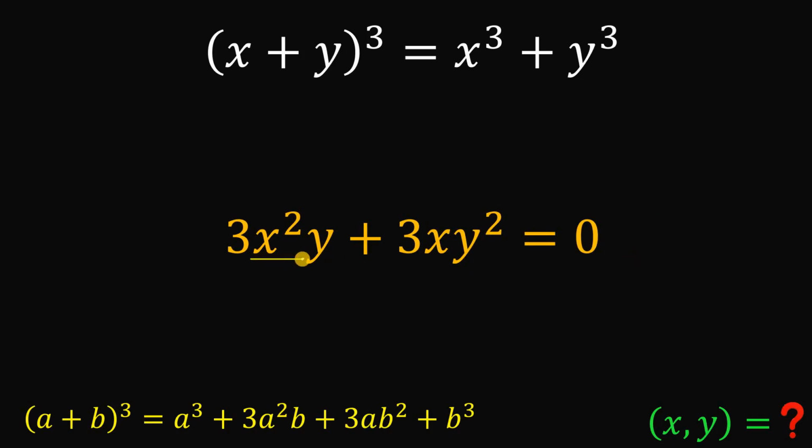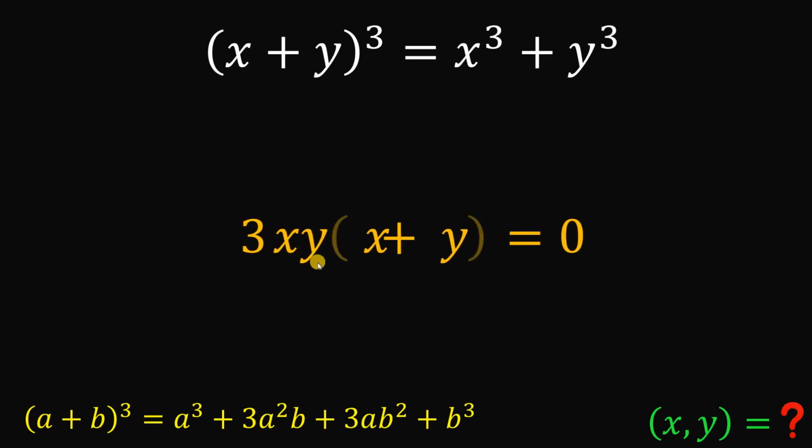Now, also take note, this x squared, we can write as x times x, and this y squared, we can write as y times y. At this point, we can see a common factor of 3xy. So we can factor out 3xy on both terms. And if we do that, we get 3xy multiplied by (x + y).